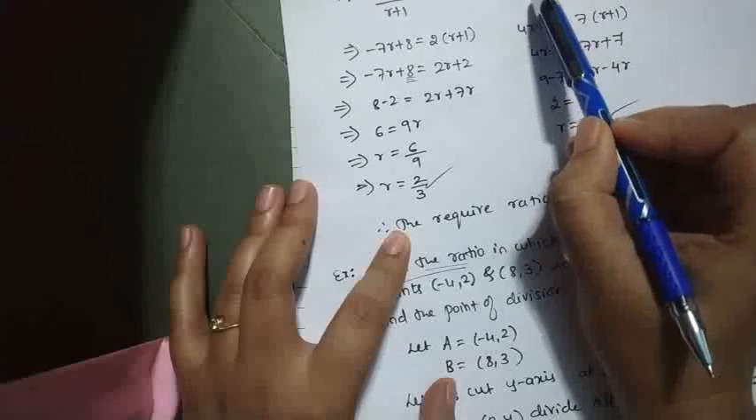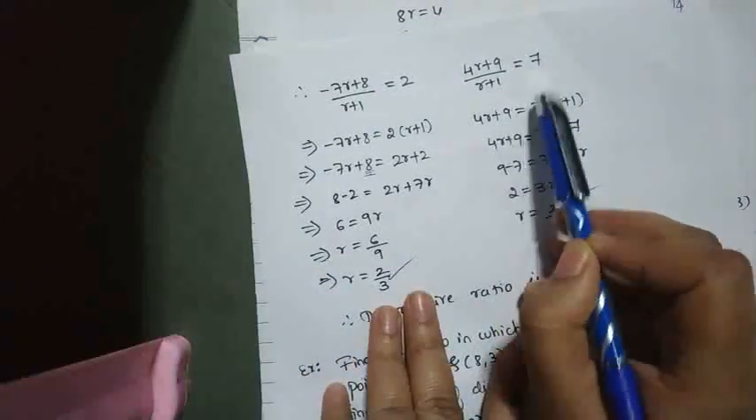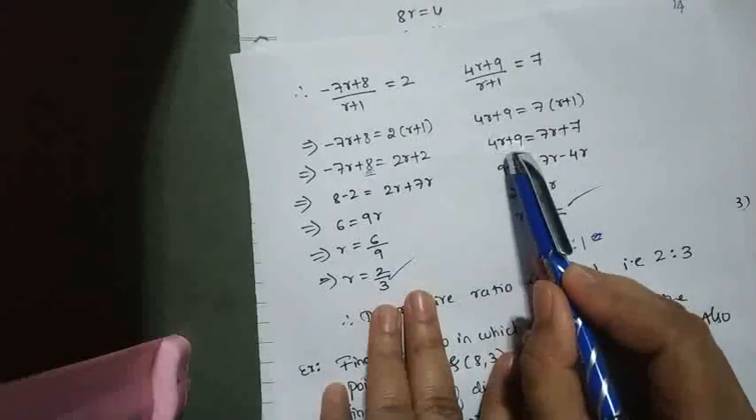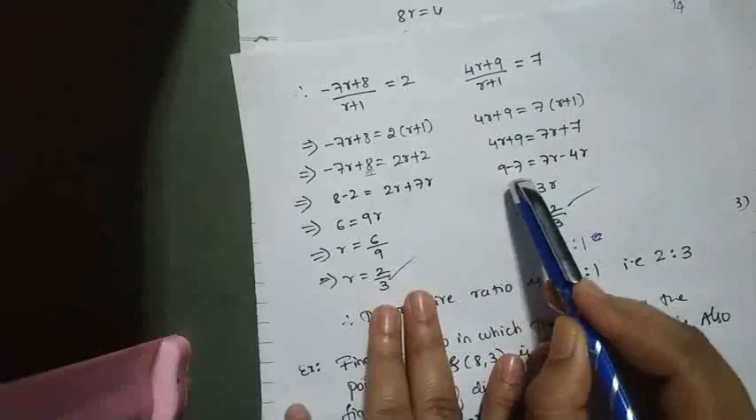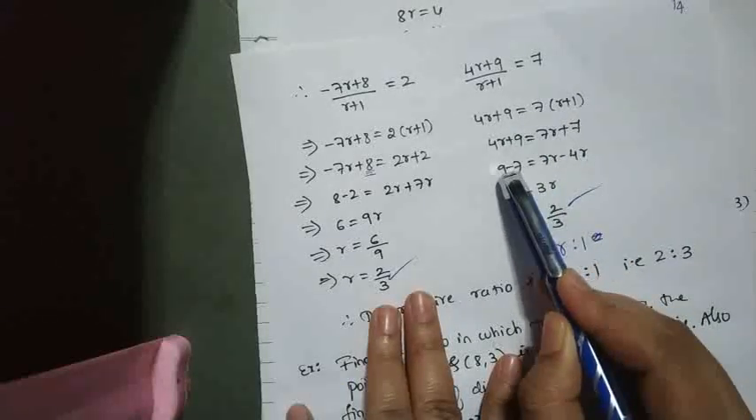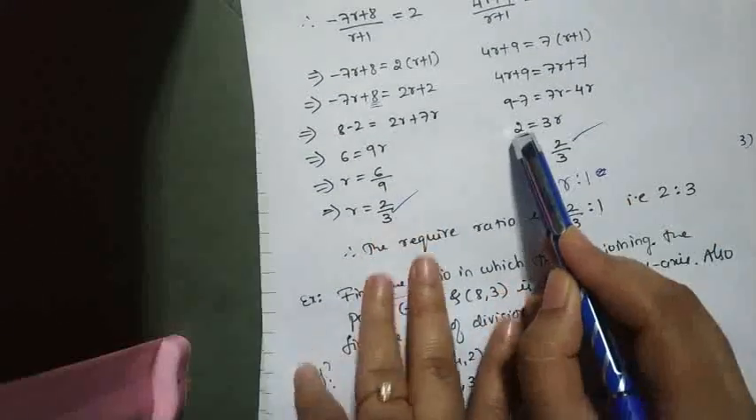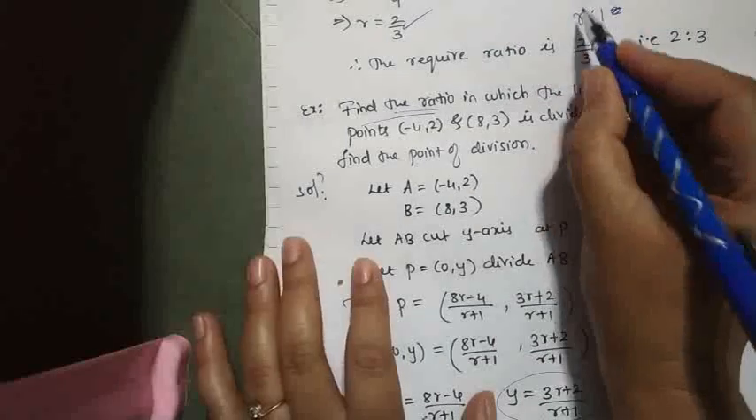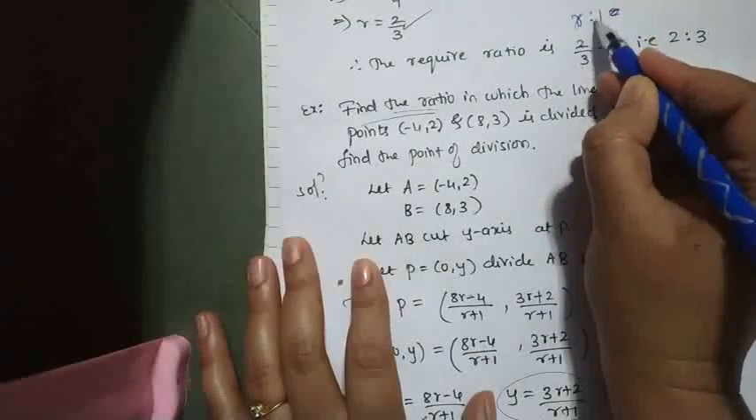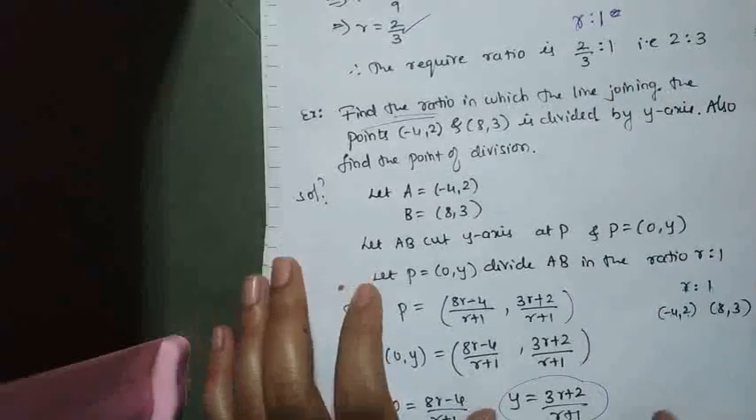Similarly, if we solve this one, that is (4r plus 9) by (r plus 1) is equal to 7. 4r plus 9 is equal to 7 into (r plus 1). 4r plus 9 is equal to 7r plus 7. Okay, so now we'll keep this number as it is, 9 minus 7, which is equal to 7r minus 4r. So that is equal to 2, which is equal to 3r. Therefore, r is equal to 2 by 3. Therefore, the required ratio is 2 by 3 is to 1, which is equal to 2 is to 3.